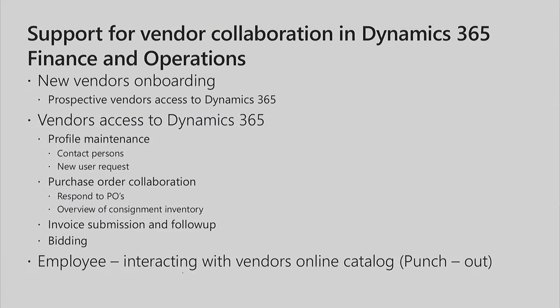So what did we put in for the vendor collaboration capabilities into the system? We have an ability to onboard new vendors, I will go through and show you. And we also have vendors that have access to the system come in and maintain their profile, add new contact persons, collaborate around purchase orders, create invoices and send invoices to the organization, bidding, do RFQ, request for quotations. And at the end, if I have time, I want to show you a really cool feature, but that's more a collaboration the other way, where employees in the company are bouncing out to vendors' online catalog. But let's see how far we get.